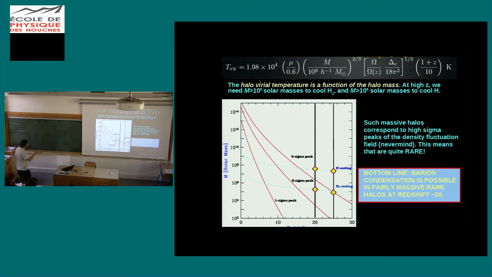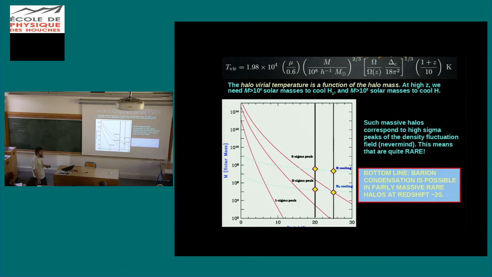This also sets why we are talking about things from redshift 30 or 20, because if you compute the mass function of these halos as they form following this density perturbation, you see that you start forming halos that are efficient for H2 cooling, around 10 to the 5, 10 to the 6 solar masses, at redshift 25.